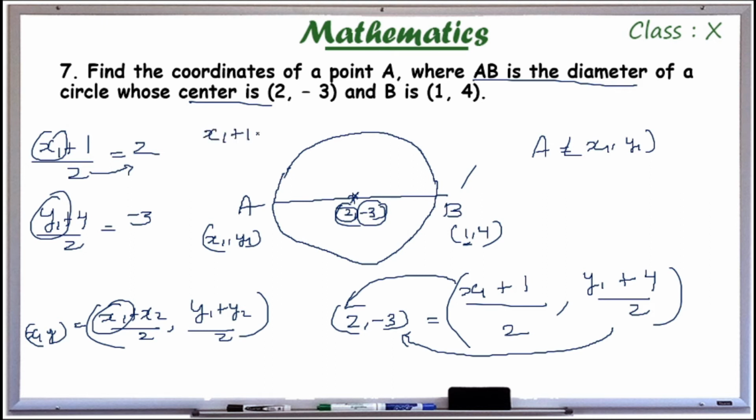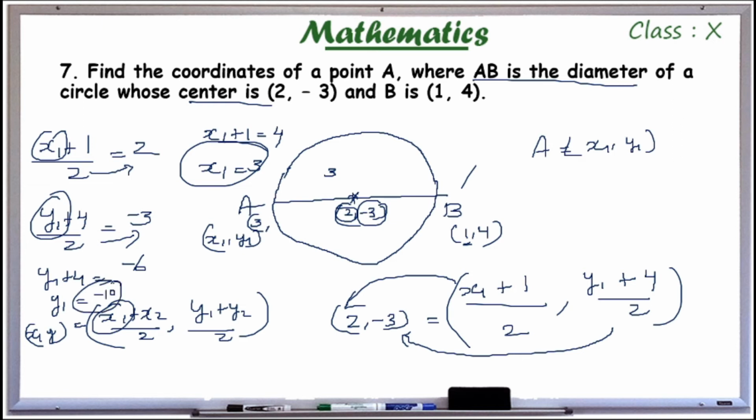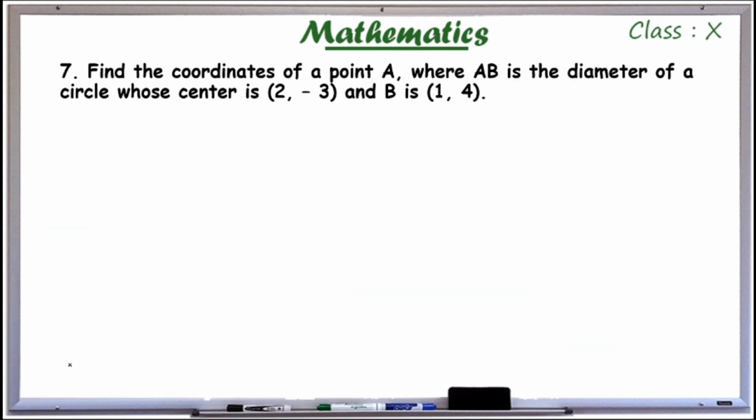So x1 plus 1 is equal to 4. Here x1 is equal to 4 minus 1, which is equal to 3. Here x1 is 3. And the y1: here y1 plus 4 is equal to minus 3 into 2, which is equal to minus 6. Therefore y1 is equal to minus 6 minus 4, which is equal to minus 10. So the point is (3, minus 10). So in this question the center, the midpoint, is already given. We have to find one coordinate, that is the question.